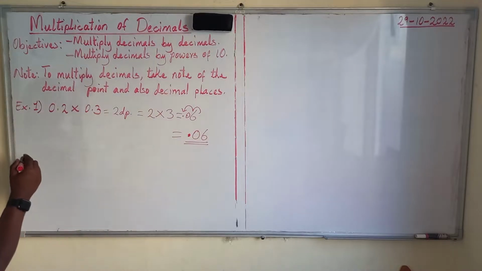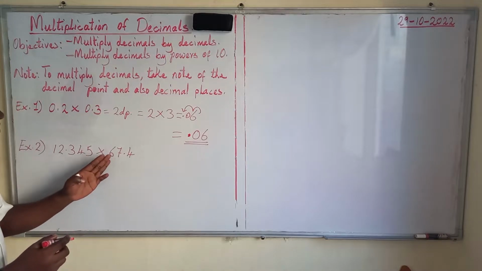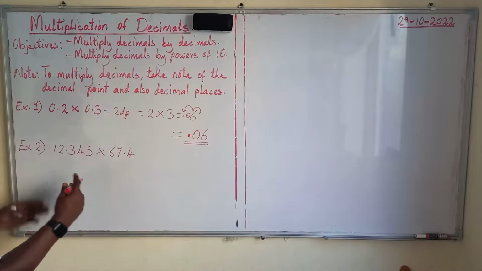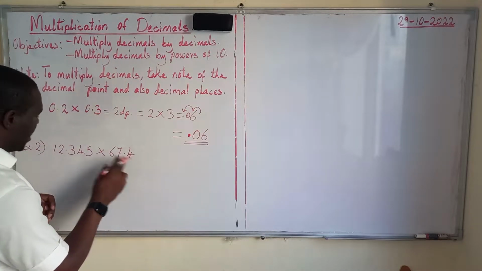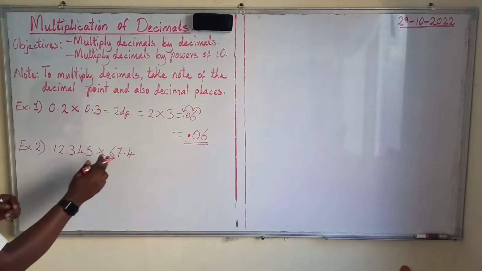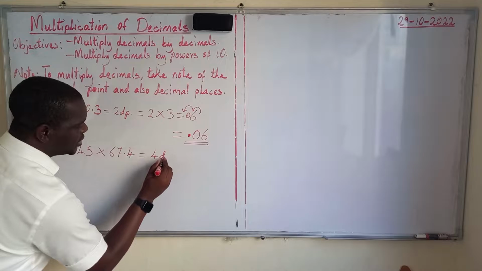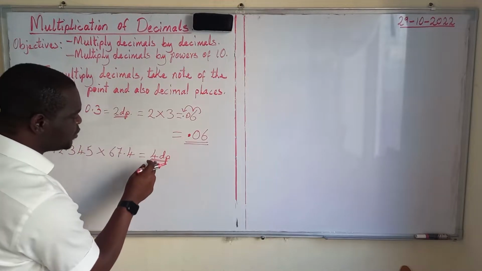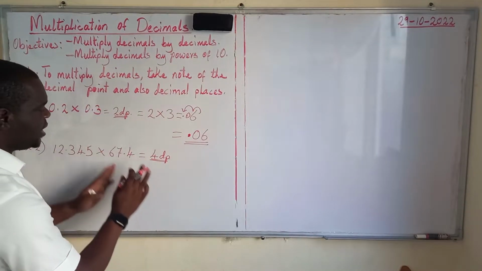Now let's look at example 2. 12.345 times 67.4. First, you count the number of decimal places. These are figures that appear after the decimal point. So here we have 4, and here we have 3, 4, and 5. We count them all together. 1, 2, 3, and 4. 4 decimal places. Take note of this because in our final answer we have to use this number of decimal places. Now we go into normal multiplication.